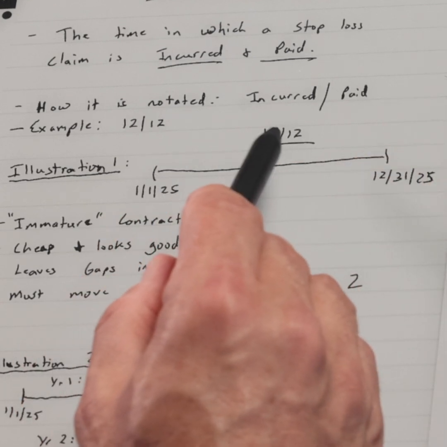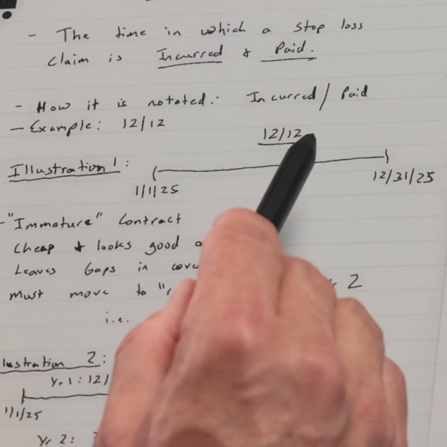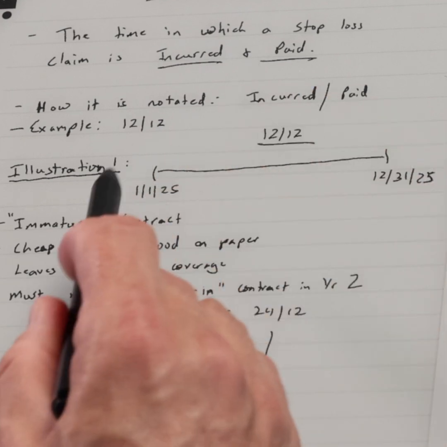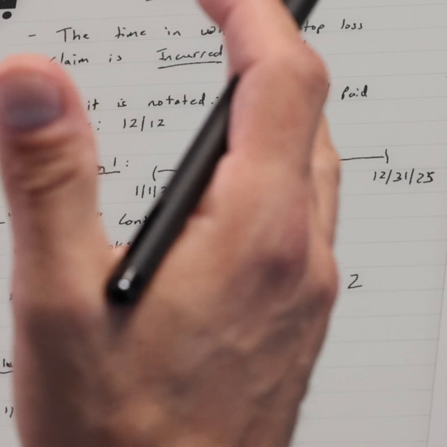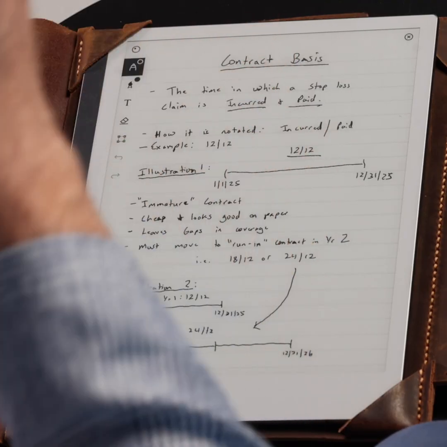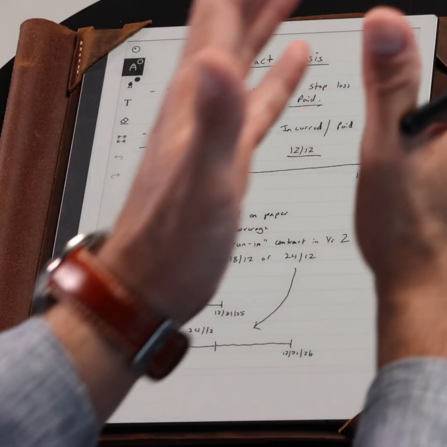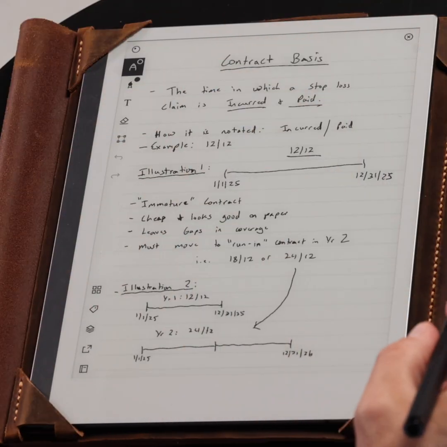So what this is saying is any claim that incurs during that 365-day period and is also paid in that same 12-month or 365-day period, that policy will capture it. And I want to emphasize it has to be incurred in those 12 months, and also that claim needs to be paid in those same 12 months in order for it to qualify on that contract.